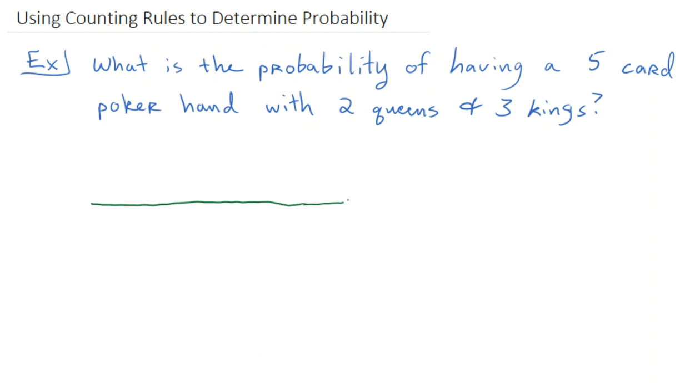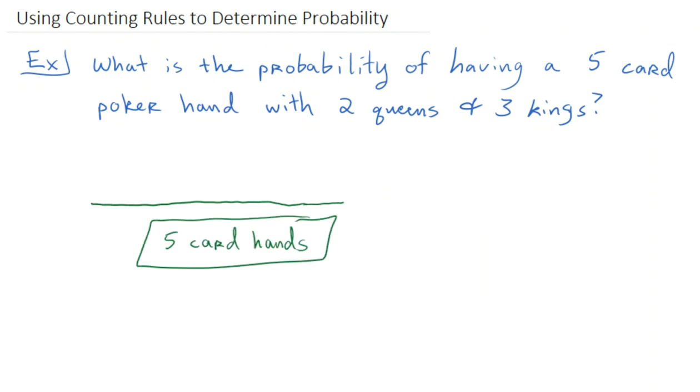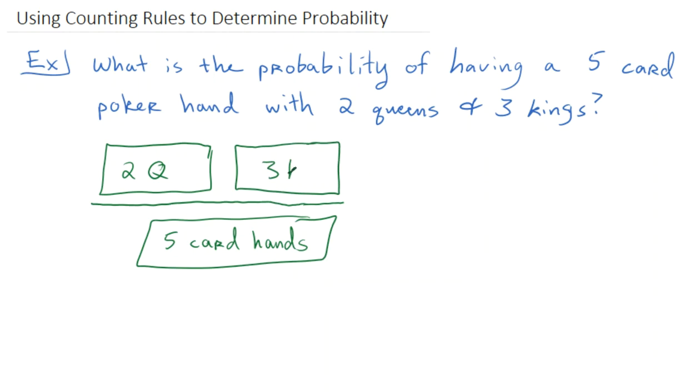Okay, now the bottom of that probability is how many total 5-card poker hands are there. Kings, queens don't matter. That's our event. The bottom is just how many 5-card poker hands exist. And I'm just going to put 5-card poker hands here. Now in the top, what I need to do is, this actually breaks into a couple different boxes. I need to figure out how many ways I get 2 queens. I'm just going to put a 2Q there, because this is just kind of my brain map, and 3 kings, so I'm going to put 3K there. Okay, so it's just kind of my brain map to figure out the pieces that I need to sort out.